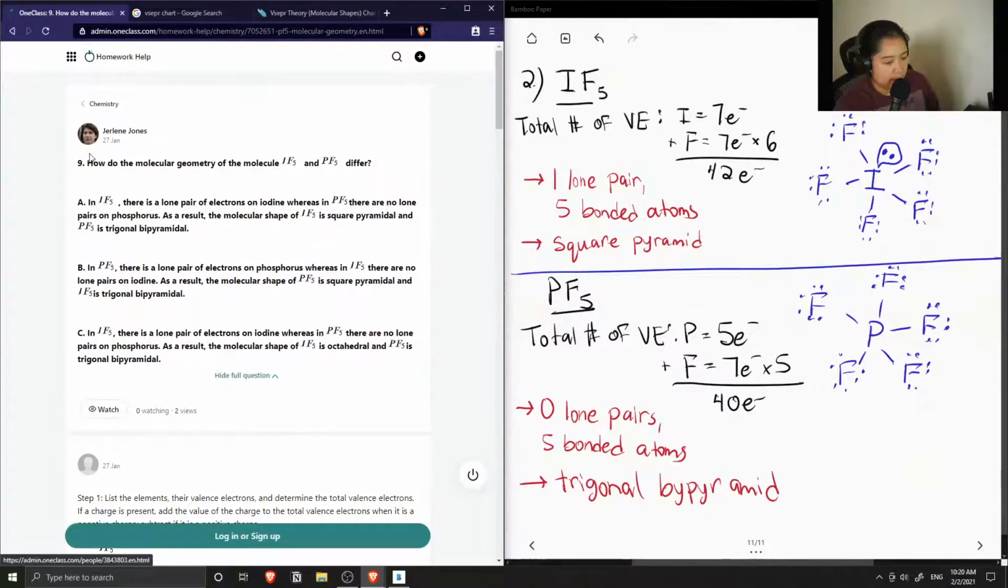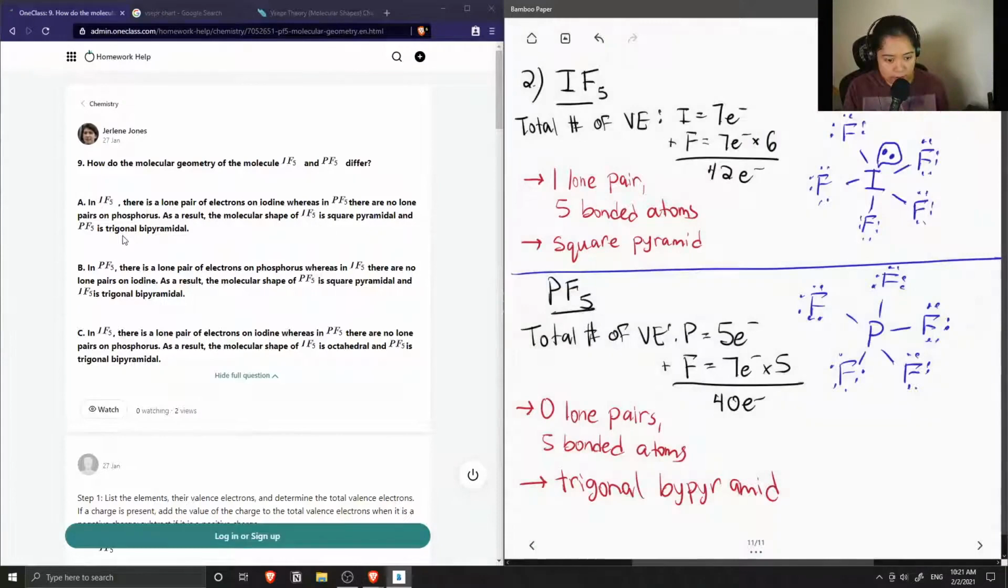Okay, so now let's see the options that they give us in the question. So in part A, in iodine pentafluoride, there's a lone pair of electrons on iodine. Yep, that's correct. Whereas in phosphorus pentafluoride, there are no lone pairs on phosphorus. As a result, the molecular shape of iodine pentafluoride is square pyramid. Yep, and phosphorus pentafluoride is trigonal bipyramid. Okay, so that's already just option A is our correct answer.